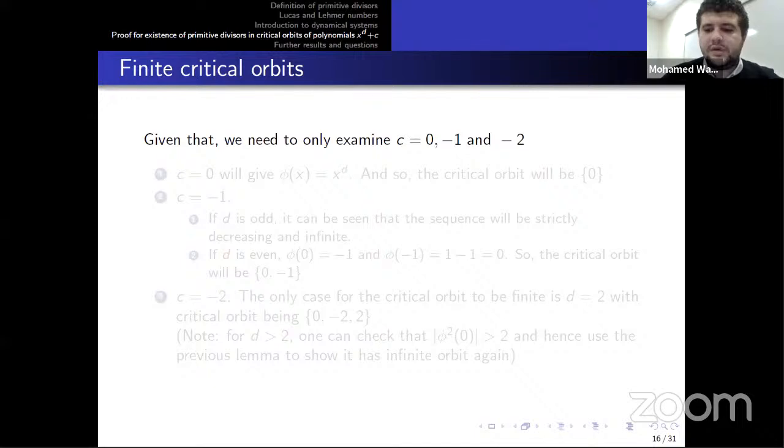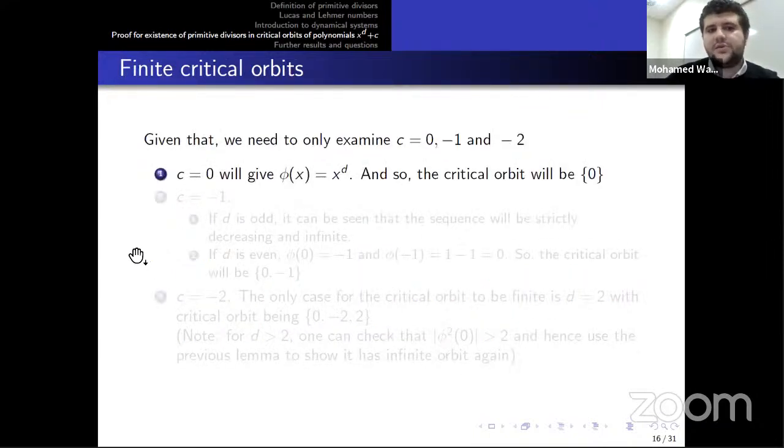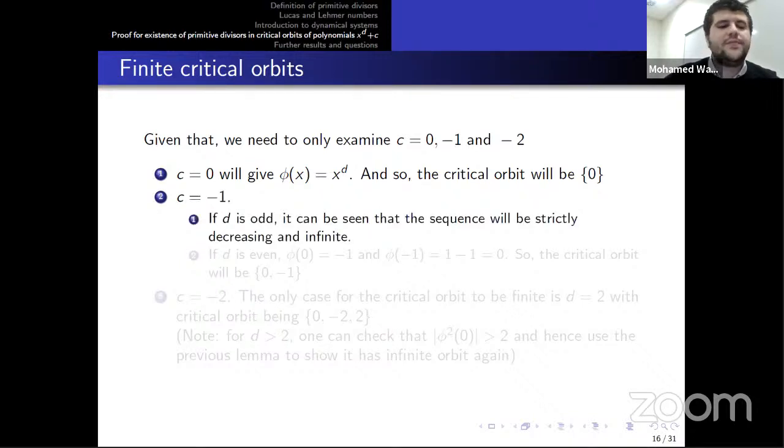Now the finite critical orbits, so now we are looking for C in Z. So the missing cases are C equals 0, -1, and -2. For C equals 0, it can be seen that the critical orbit is just the element 0. It will be a periodic point, just 0, 0, 0, and so on.